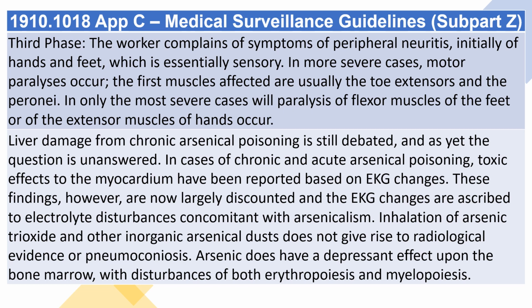In cases of chronic and acute arsenical poisoning, toxic effects to the myocardium have been reported based on EKG changes. These findings, however, are now largely discounted, and the EKG changes are ascribed to electrolyte disturbances concomitant with arsenicism. Inhalation of arsenic trioxide and other inorganic arsenical dusts does not give rise to radiological evidence of pneumoconiosis. Arsenic does have a depressant effect upon the bone marrow, with disturbances of both erythropoiesis and myelopoiesis.